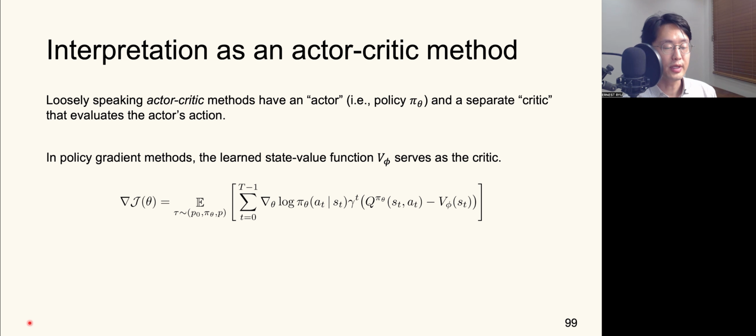We can also interpret this policy gradient through the lens of an actor-critic method, in a very loose sense. Loosely speaking, actor-critic methods have an actor. In this context, the policy pi theta is the actor. And then you have a separate critic, which evaluates the actor's actions. In policy gradient methods, the learned value function V phi serves as a critic.